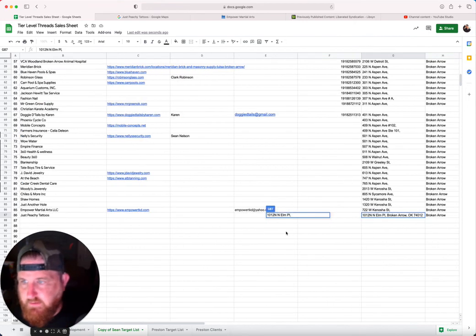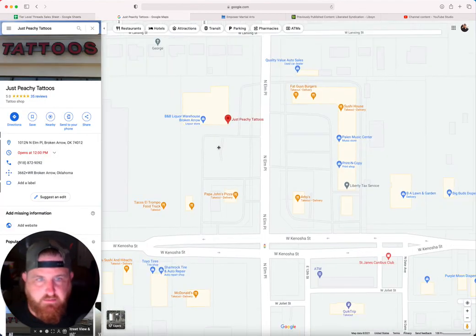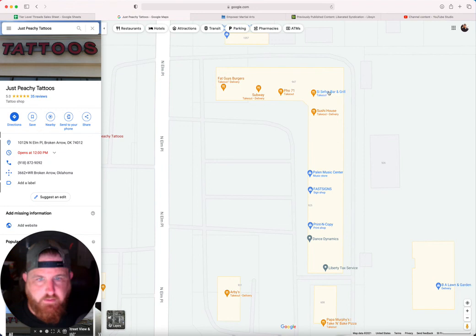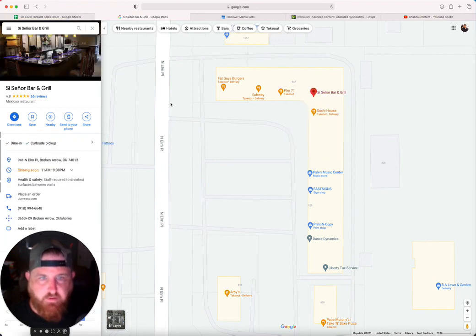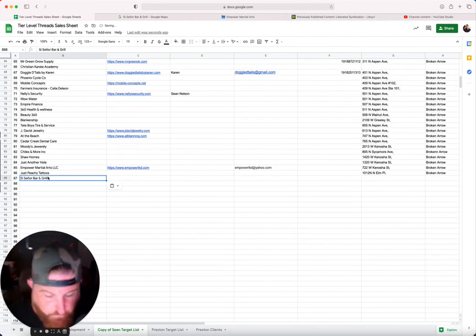All right, and we still have about 3 minutes, so why quit while we're ahead? We're already up to 86, so we're going to keep going. So we're going to kind of move our way over here. This is a Mexican restaurant called Si Senor Bar and Grill. I've actually talked to the manager there, but I am going to put it on the target list because I've not followed up with them in a while.